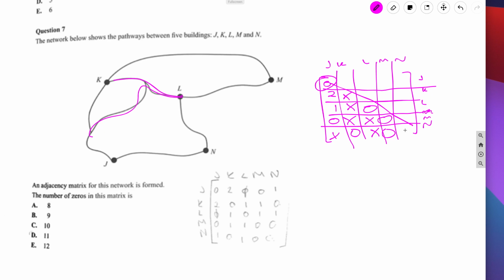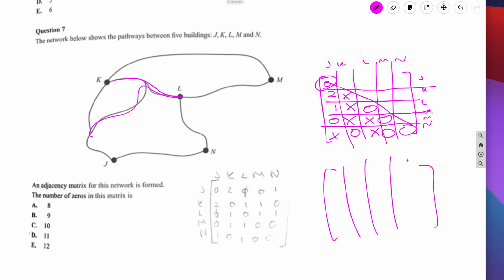Oh, N to N. Hang on, I've got to do N to N as well. Did I do that one? M to M, M to N. No, and then N to N. I cannot loop either. And then, oh, I do have to do it. Okay, so in that case, let me just redraw it.